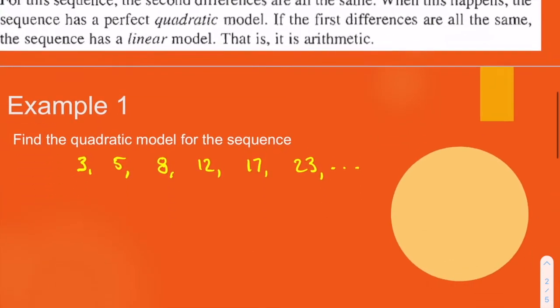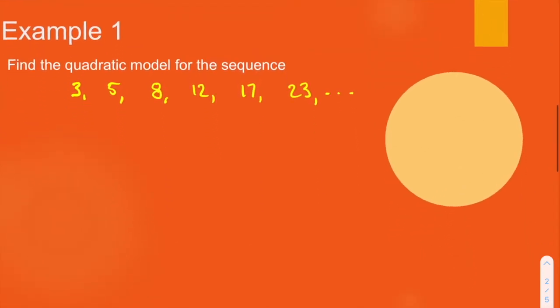So let's start off with something simple, shall we? Here's example 1. And let's go ahead and take a look at the differences. 5 minus 3 is 2. 8 minus 5, 3. 12 minus 8, 4. 17 minus 12, 5. 23 minus 17 is 6. Now that's first differences. They aren't the same. Let's go for second differences.